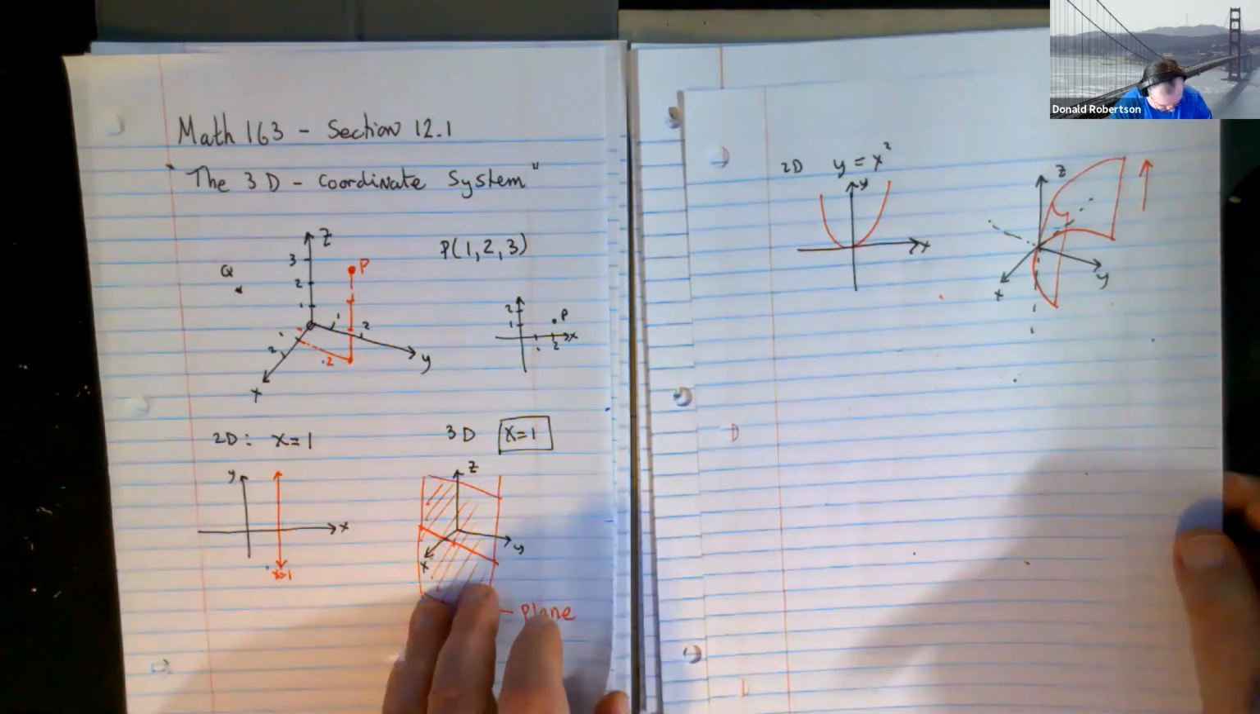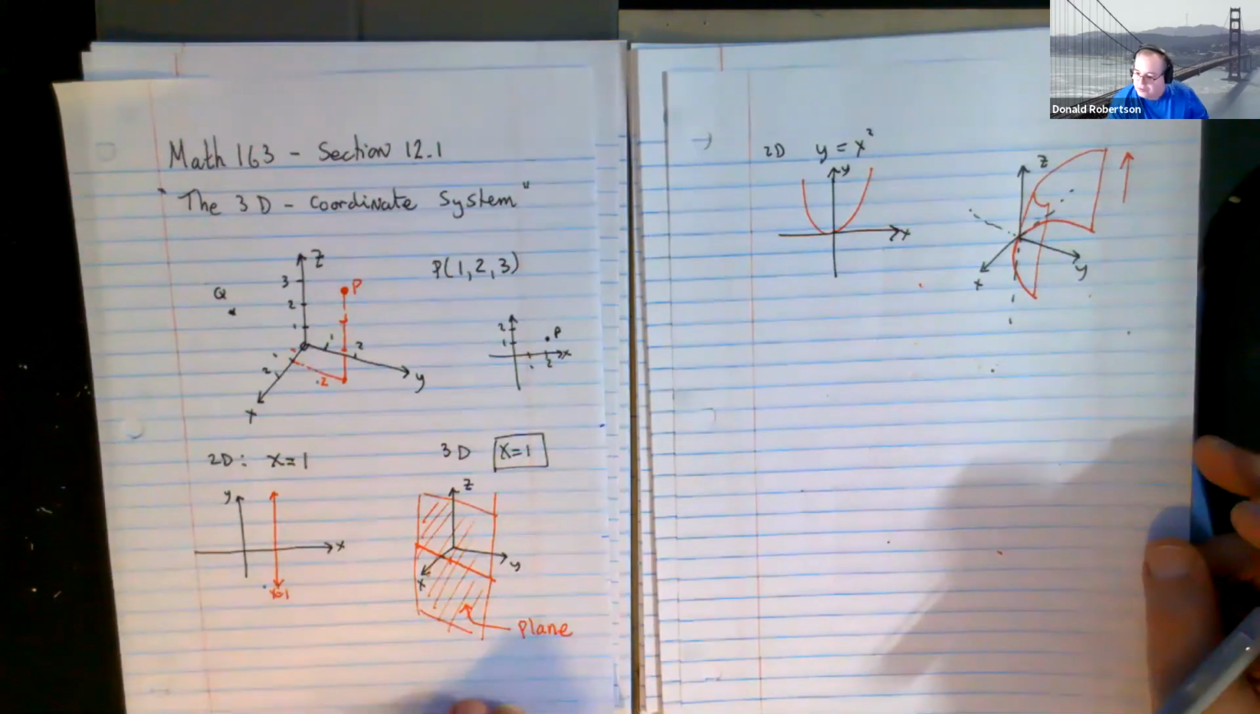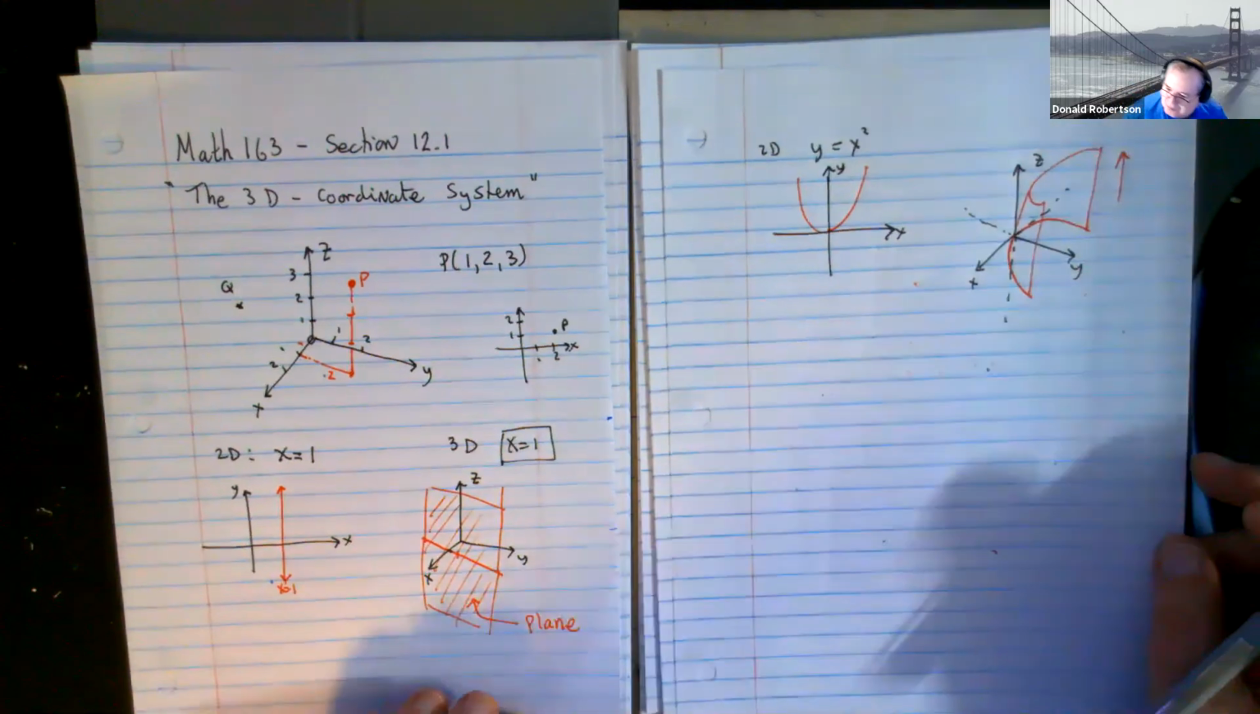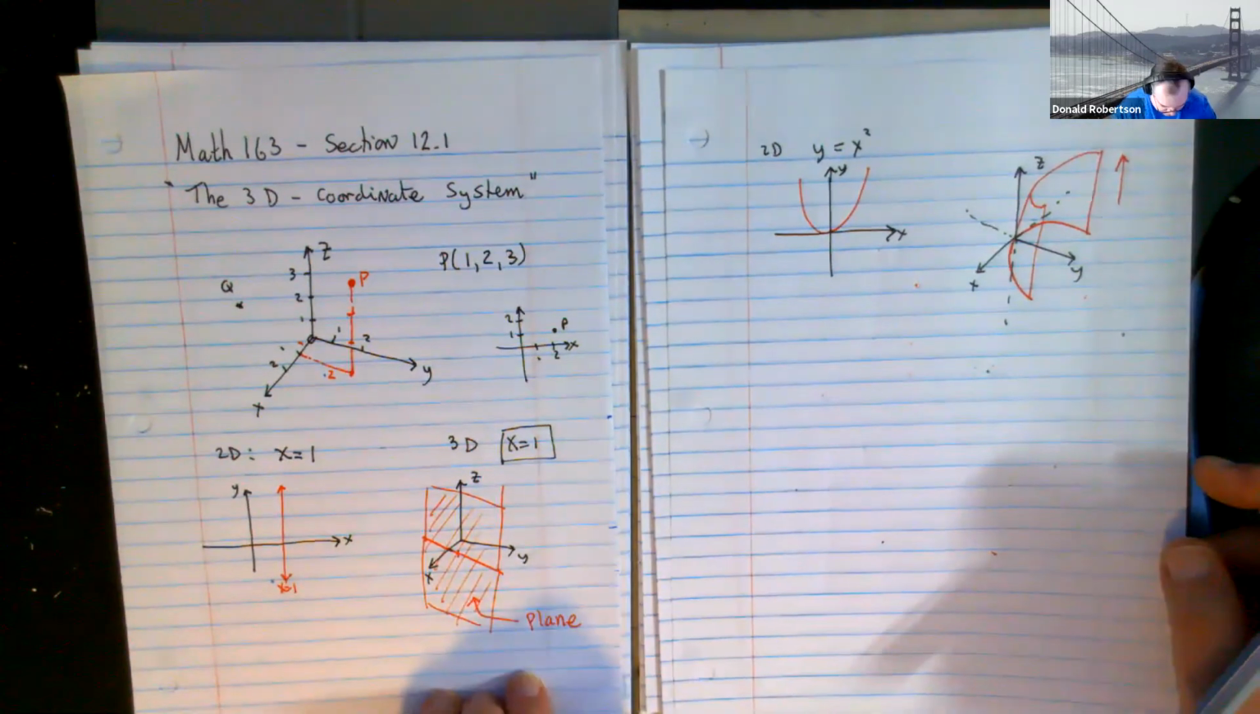Any questions about that, apart from the fact I can't get GeoGebra to do its job the way it should be? It seems quite happy with planes, but not so happy with the curved surfaces. Any questions so far?